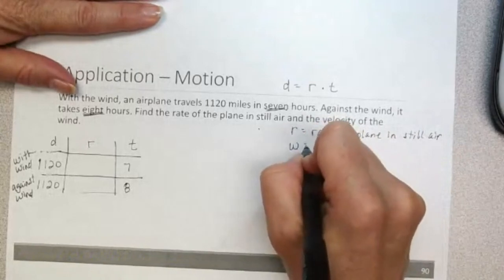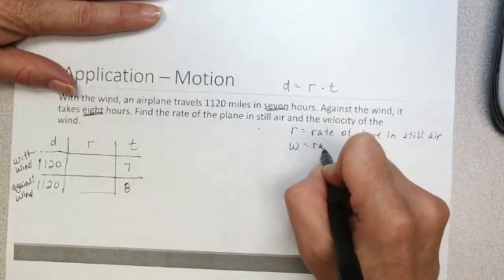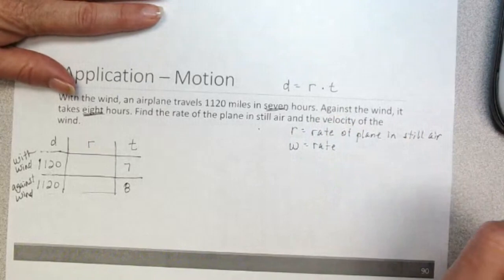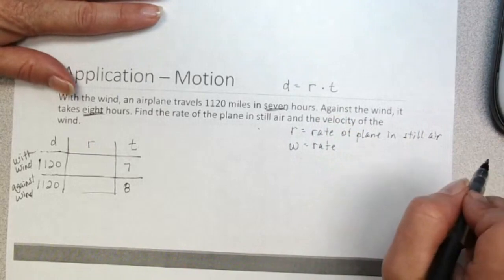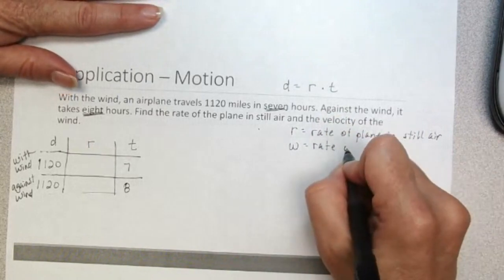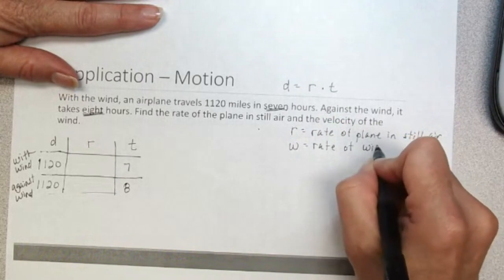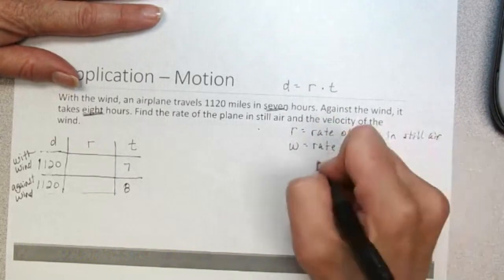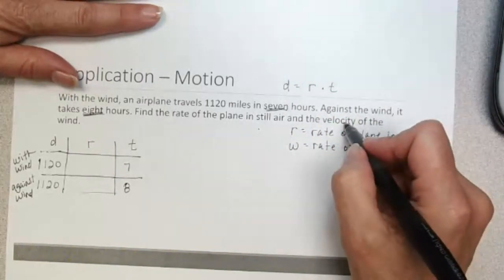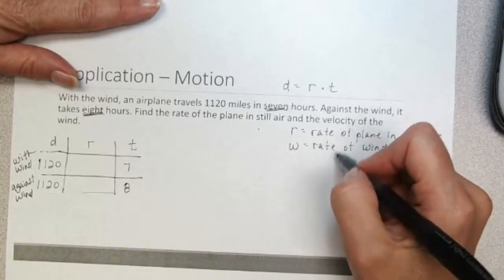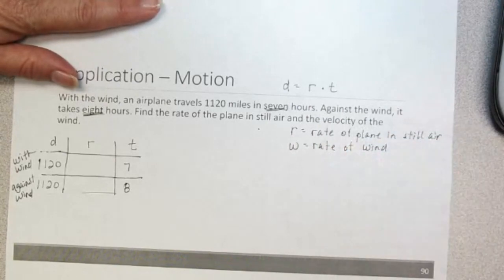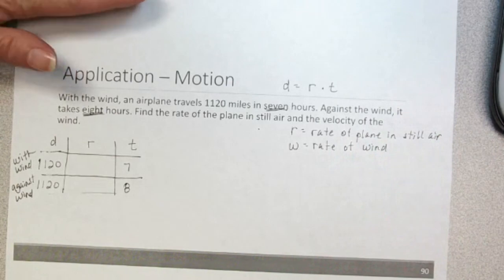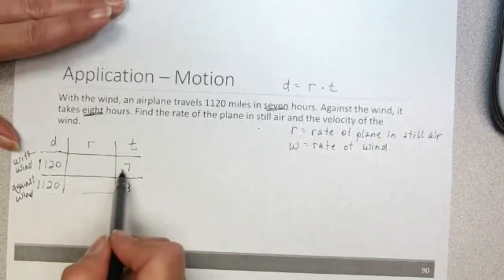And then we might say W is the rate of the wind, right? Because wind has speed. It might be 5 miles per hour, might be 10 miles per hour. Okay, our rate here is our speed. I'm calling it velocity, but technically velocity means direction, so I don't know that that's the right term there. So how can I identify the rate with the wind?